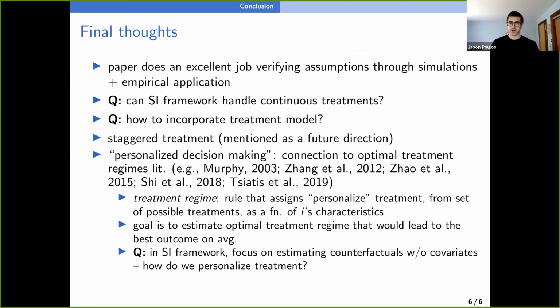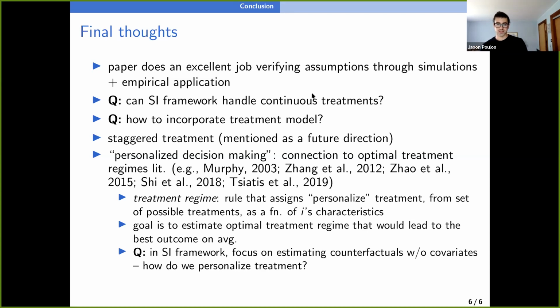So just to offer some final thoughts, I think the paper does a really good job in verifying the assumptions that are made through simulations and empirical work. There's a lot of assumptions in this paper, so it's really important to point out when the assumptions are met and when they are failed. And as the authors point out, in all the cases, these assumptions are met in the simulations and empirical application.